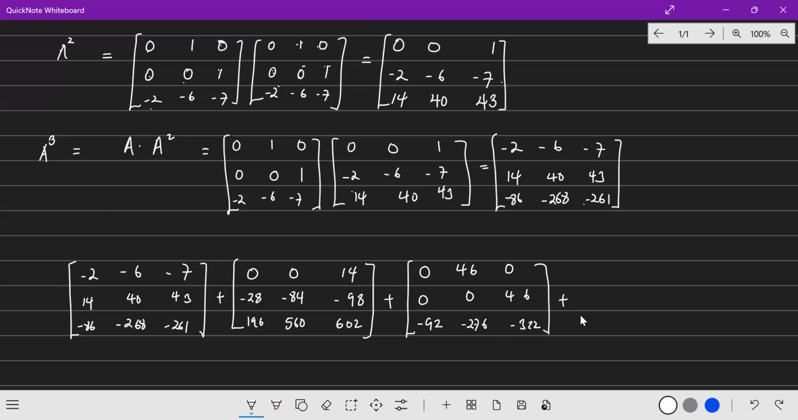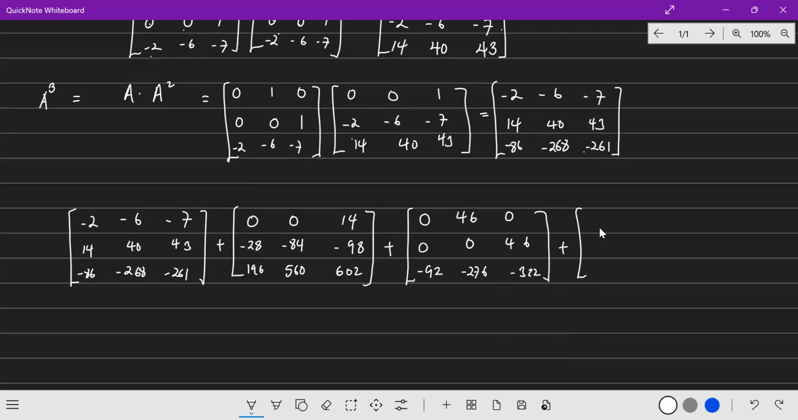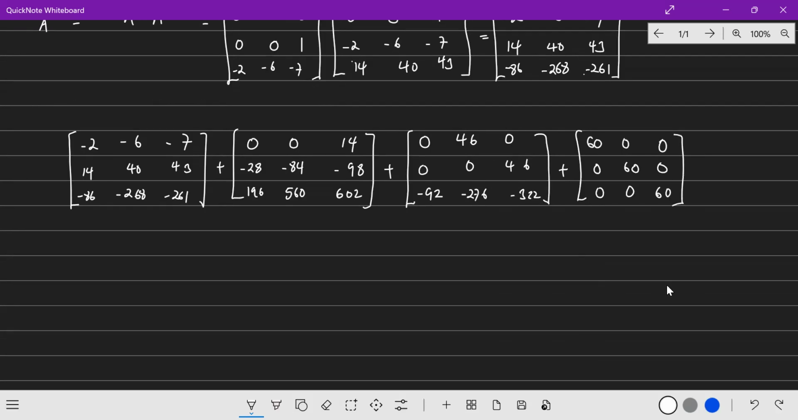Plus, and then finally, you're going to have alpha 3 by I. So our identity matrix is simply 0 off the major diagonal, multiplied by 60, so we're going to have 60 in the major diagonal, right? Okay, now let us add each element. So this is the end result. This is 5A, right? Remember, we're getting 5 of A.